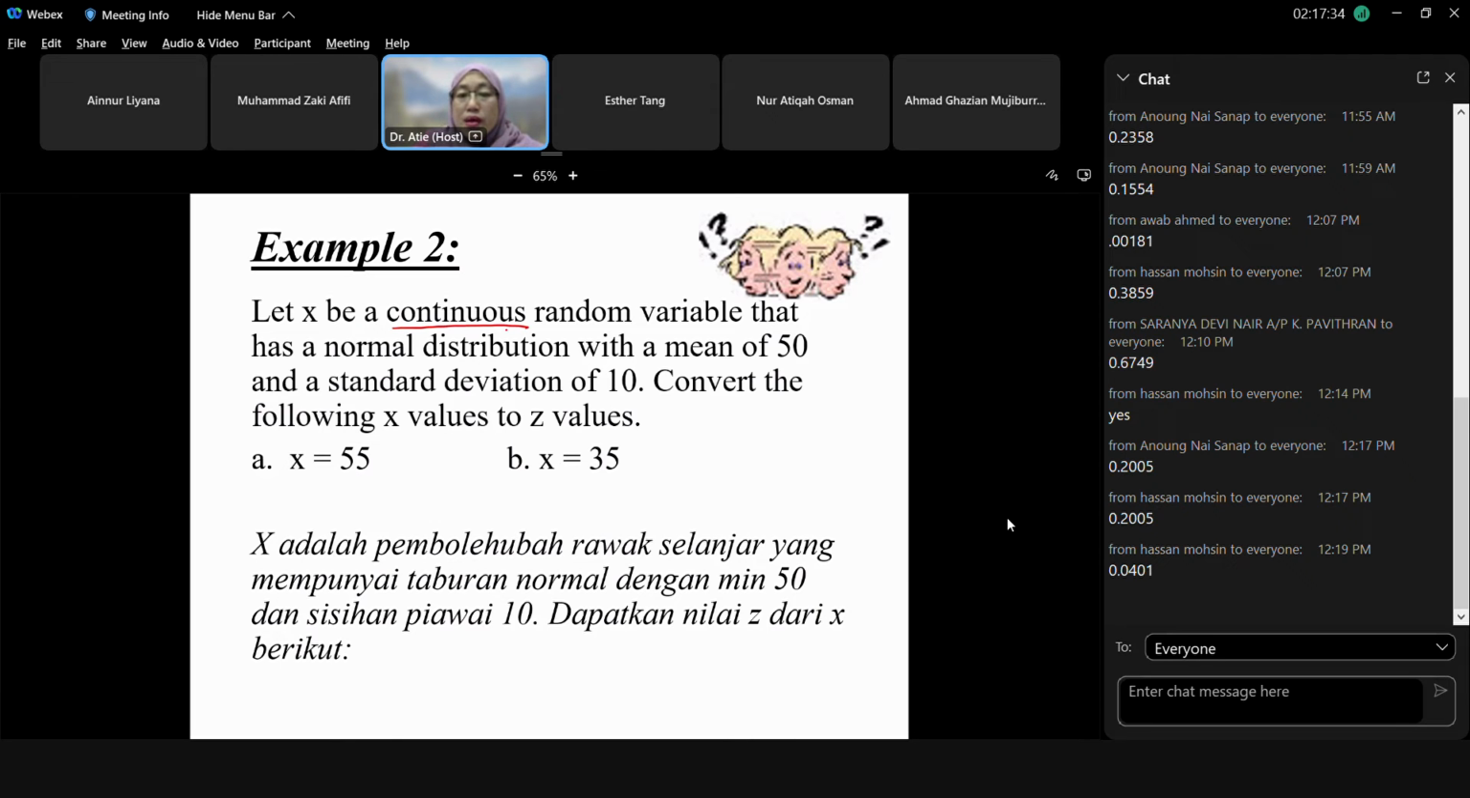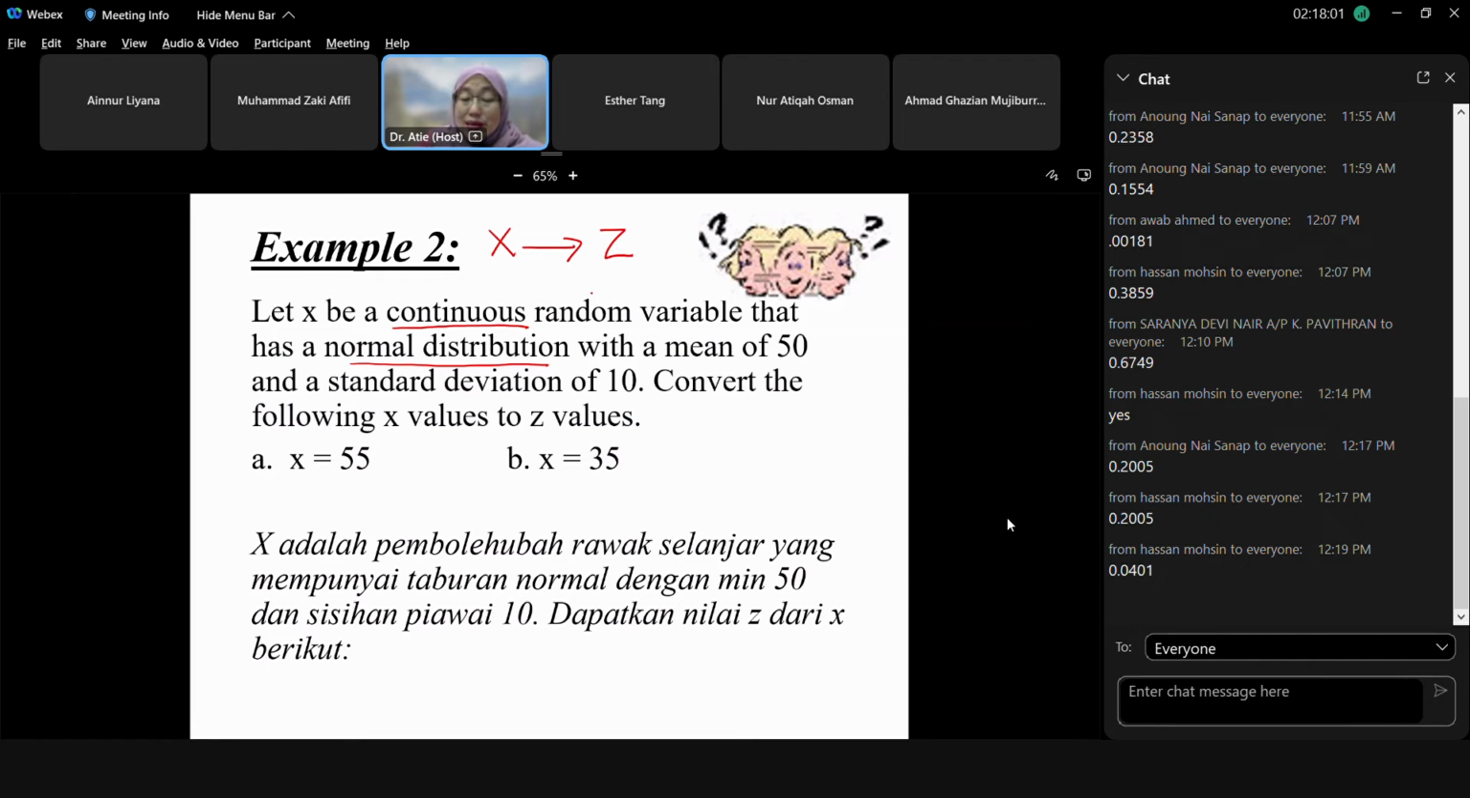Continuous random variable. We choose that variable randomly, and it has a normal distribution. Now we can see it says it has a normal distribution with a mean of 50 and a standard deviation of 10. Convert the following x to z values. So we need to convert from x to z.